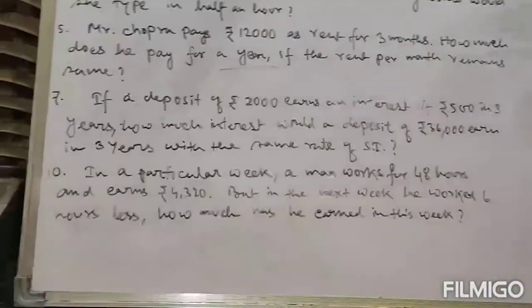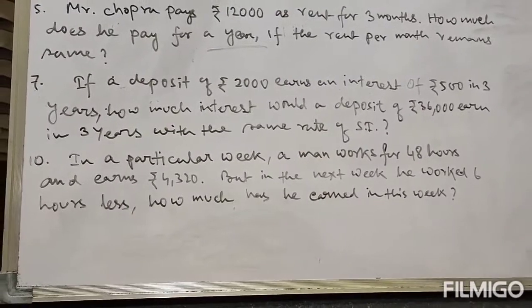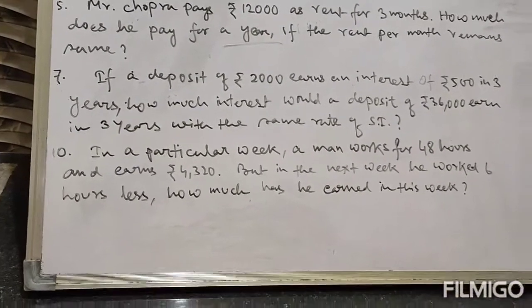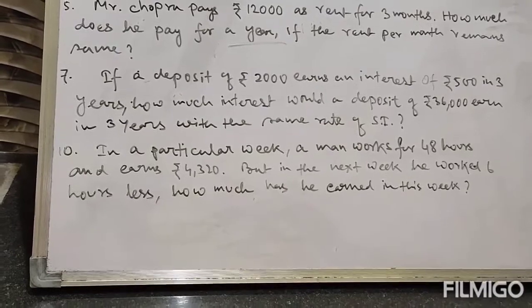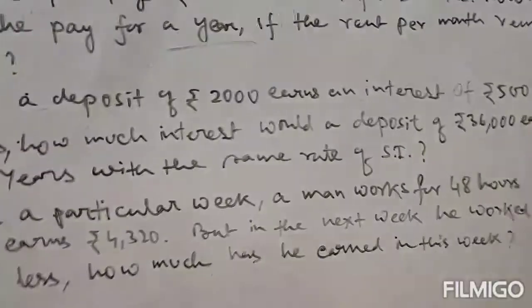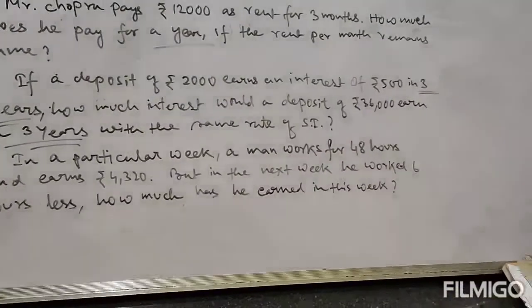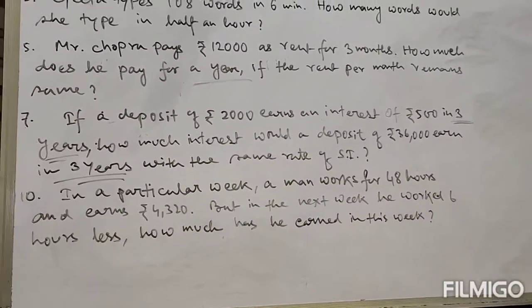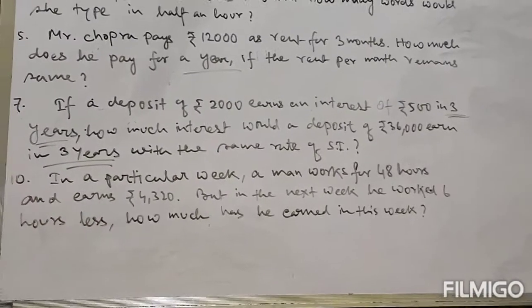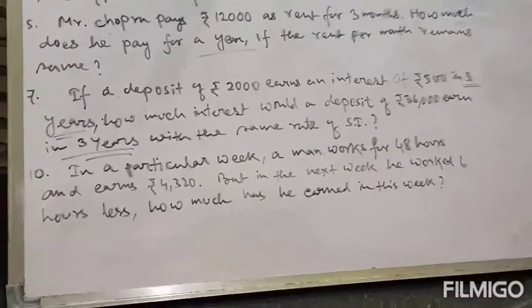Question number 7 says, if a deposit of rupees 2,000 earns an interest of rupees 500 in 3 years, how much interest would a deposit of rupees 36,000 earn in 3 years with the same rate of simple interest? That means time is the same, 3 years in both cases. The deposit is rupees 2,000, which fetches an interest of rupees 500. So if you deposit rupees 36,000, what amount will you get as interest?